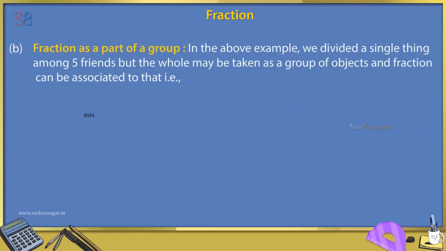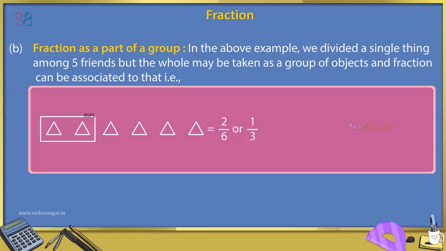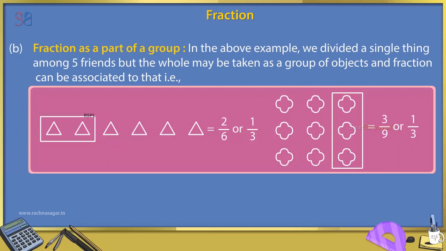B. Fraction as a part of a group. In the above example, we divided a single thing among 5 friends, but the whole may be taken as a group of objects and fraction can be associated to that. That is equal to 2 by 6 or 1 by 3. Is equal to 3 by 9 or 1 by 3.